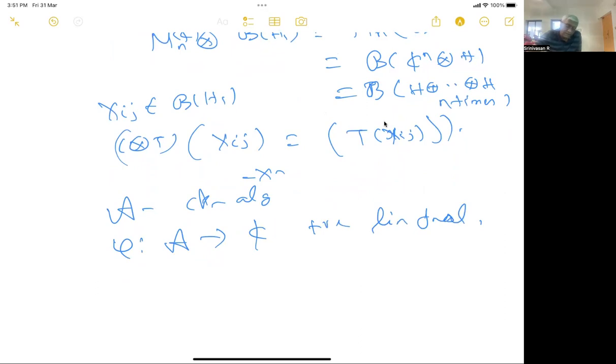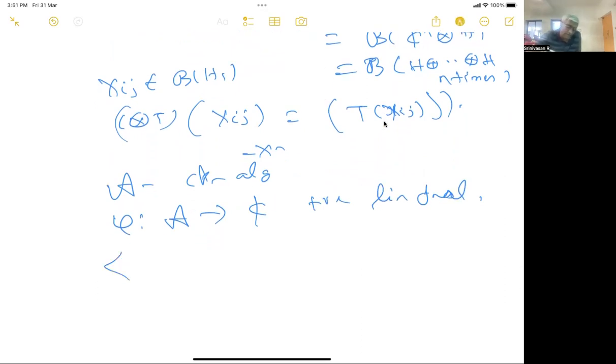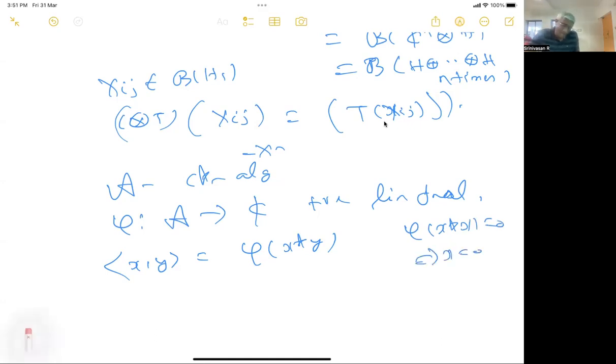Then you can define an inner product on A, equal to phi of X star Y. We assume the inner product is conjugate linear in the first variable. This is an inner product if phi is something called faithful, that is, if phi of X star X equals 0 implies X equals 0. If it is faithful, there will be an inner product. Otherwise, there will be some kernel which you quotient out.